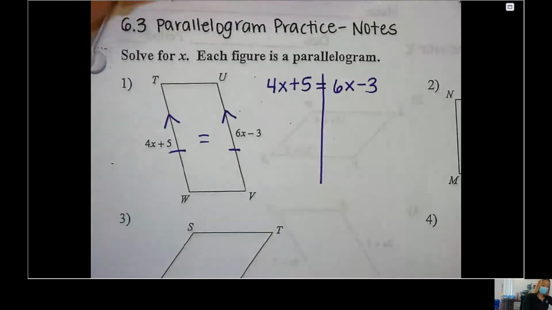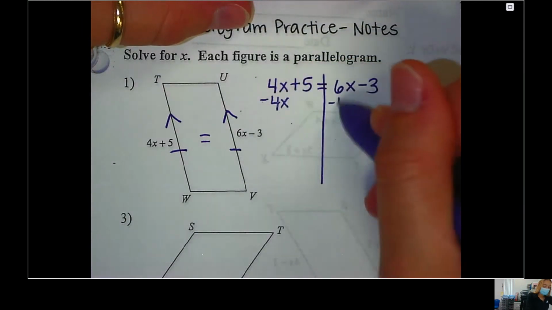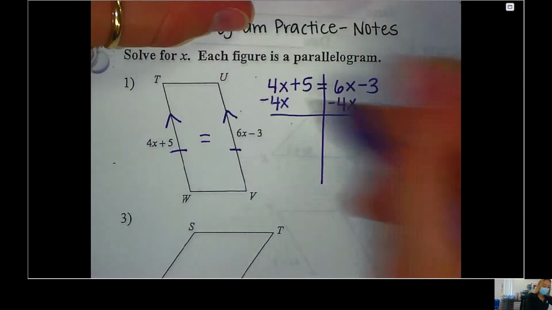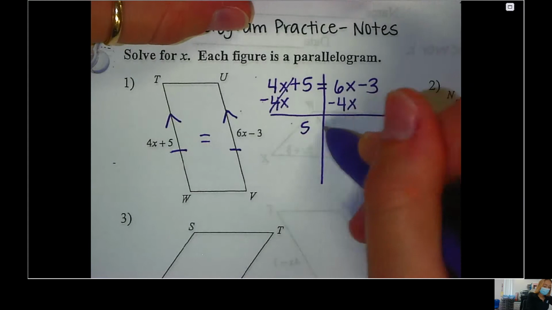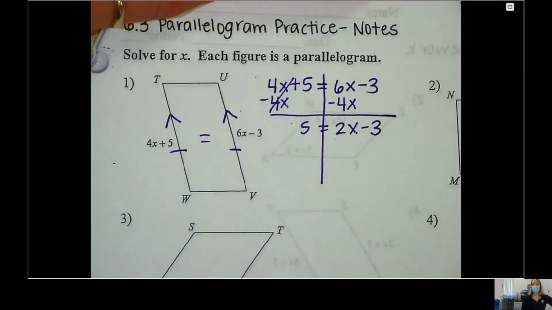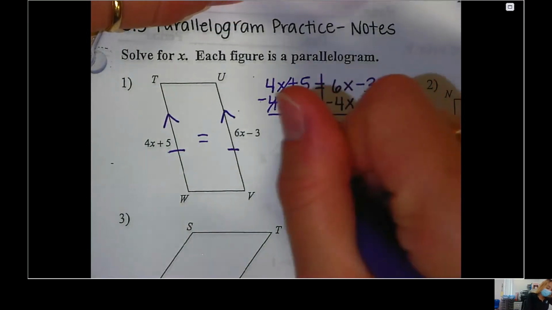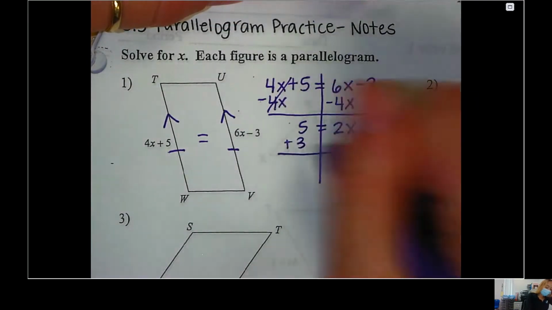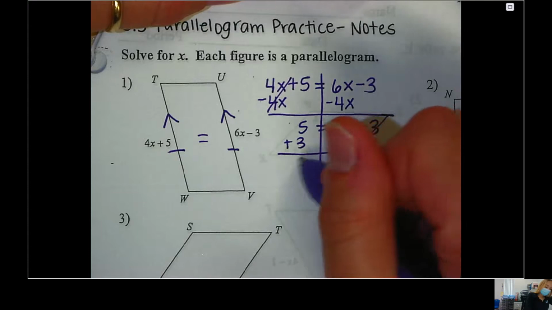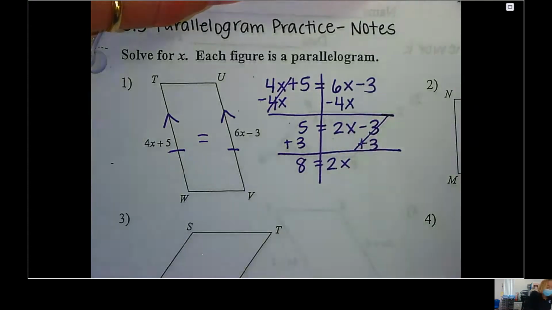Yep, move my x's. So I'm going to move the 4x because it's smaller. So I'll subtract 4x. I get 5 equals 2x minus 3. Now what? Add 3 on both sides. I get 8 equals 2x. And then my last step, divide by 2.